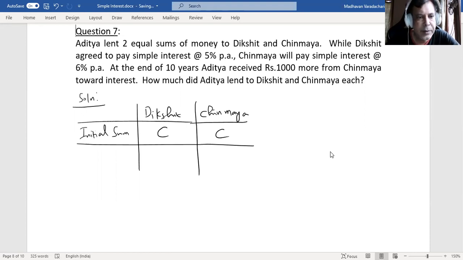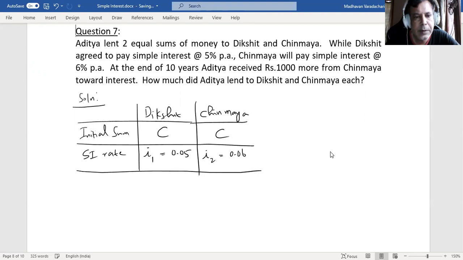Simple interest rate for Dikshit, we'll call it I1, which is 5%, so it is 0.05. Chinmaya, it is I2, and that is 6%, so it is 0.06. Number of years, both are 10 only. So N, I'll call it 10.